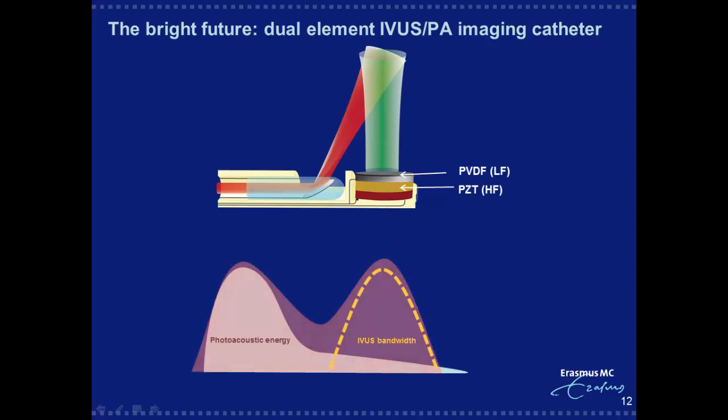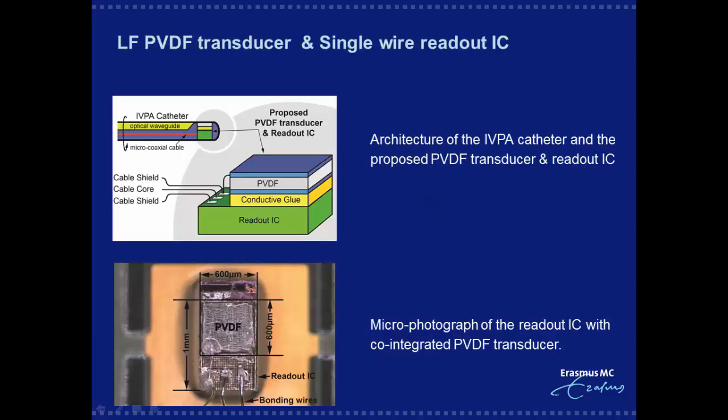Our idea is to place a piece of low frequency PVDF transducer on top of a high frequency PZT element. And that's the common design with the current system. So by doing this way, we can increase the photoacoustic SNR while keeping the high resolution IVUS imaging. So now we are still working on this low frequency PVDF transducer.